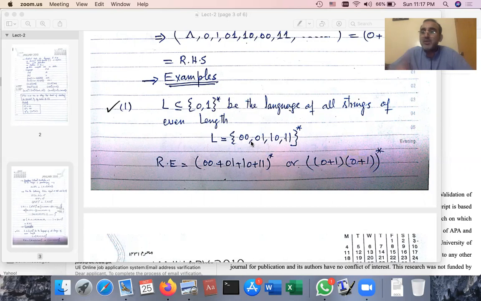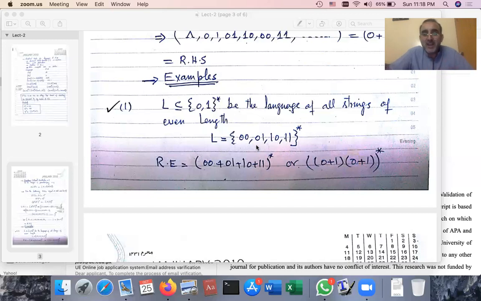This comma means union, or you can understand it as plus. When I convert this language into a regular expression, I will change this comma into plus. This is a simple rule I know. So 00 is a possibility of this language with even length. 01 is also a possible string of this language with even length. 10 is also a possibility of this language with even length, and similarly for 11.